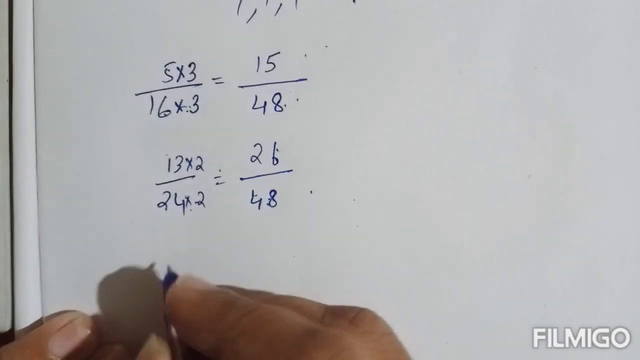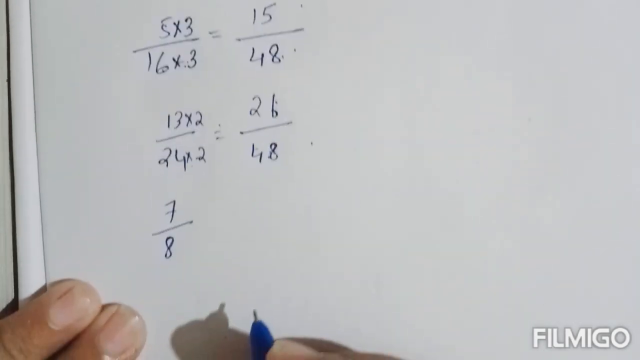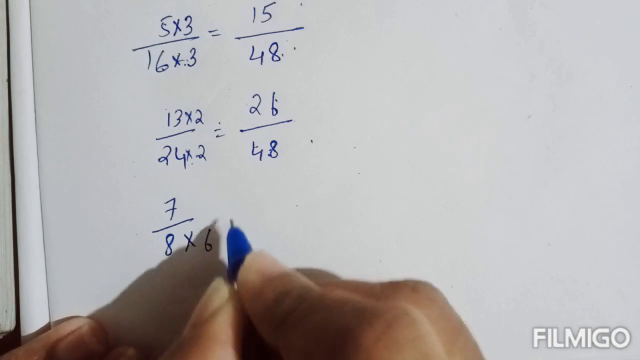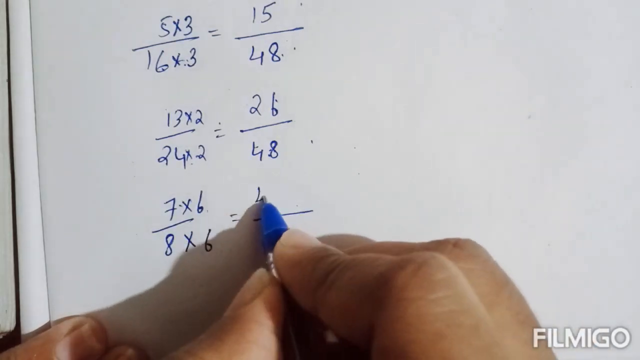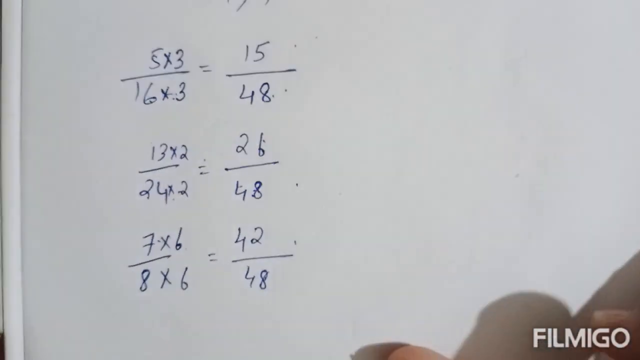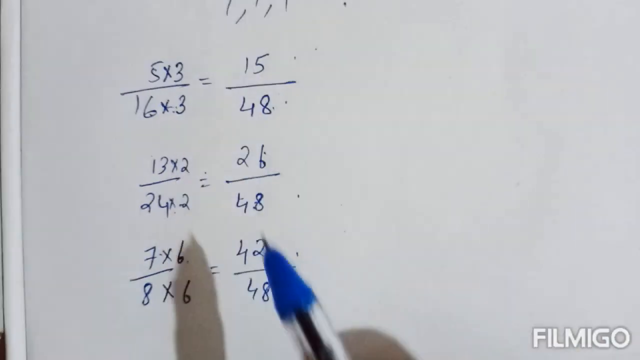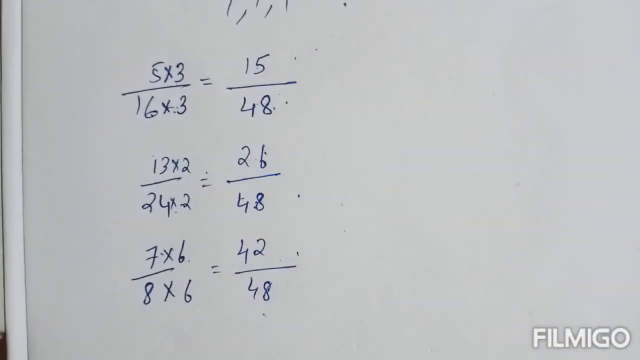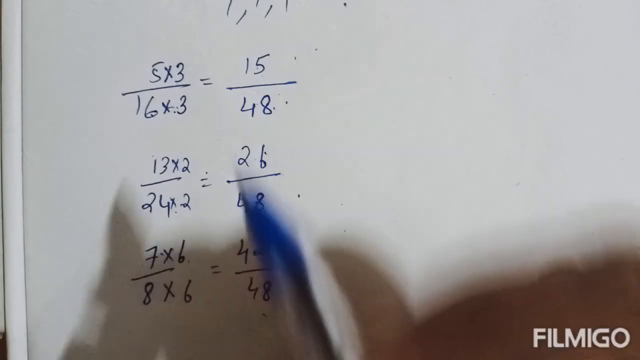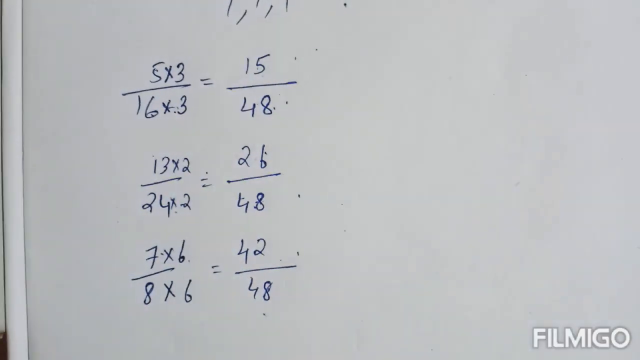Now third fraction 7 by 8. 8 into 6 it is 48. Okay, so 7 also you can multiply by 6. 7 into 6 it is 42. So our like fractions are 15 by 48, 26 by 48 and 42 by 48. Now we can arrange these fractions in their descending order, from the larger fraction to the smaller fractions.